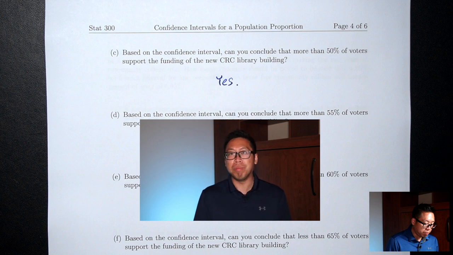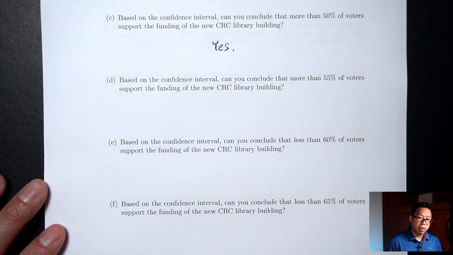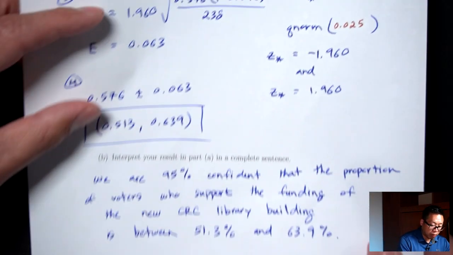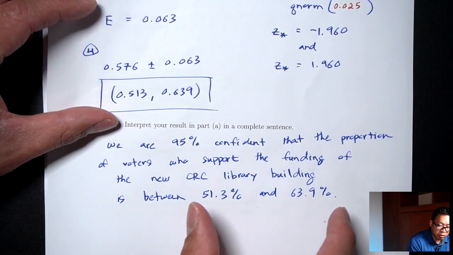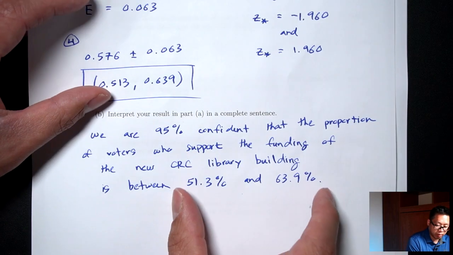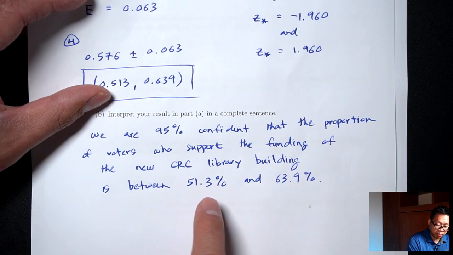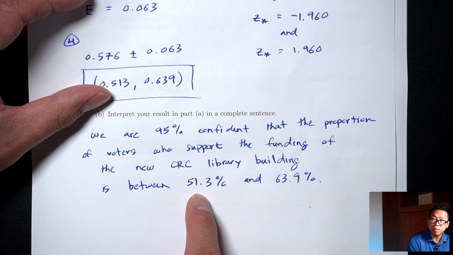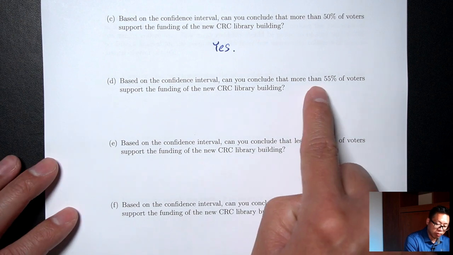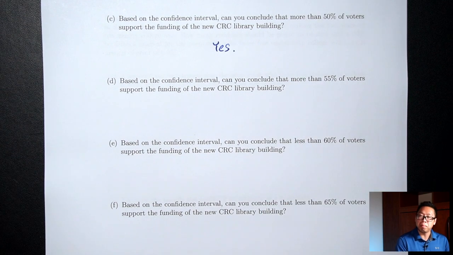So that's pretty cool. Part D, based on the confidence interval, can you conclude that more than 55% of the voters support the funding of the new CRC Library Building? So going back to our confidence interval, are all the numbers in our confidence interval more than 55? No, 51.3% is definitely not more than 55. So because not every number in our confidence interval is more than 55, this would be a no.